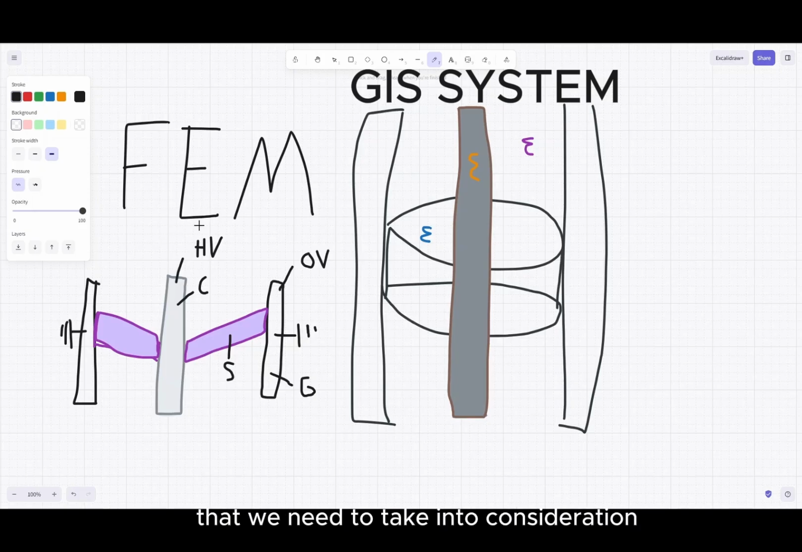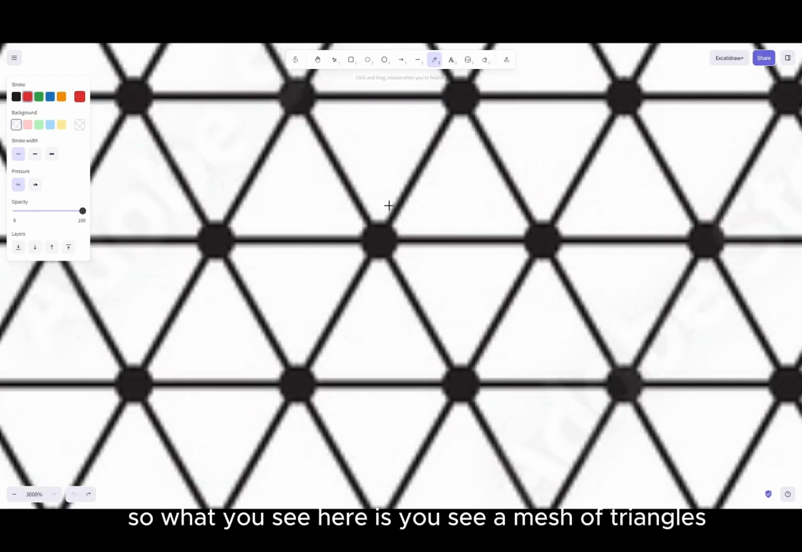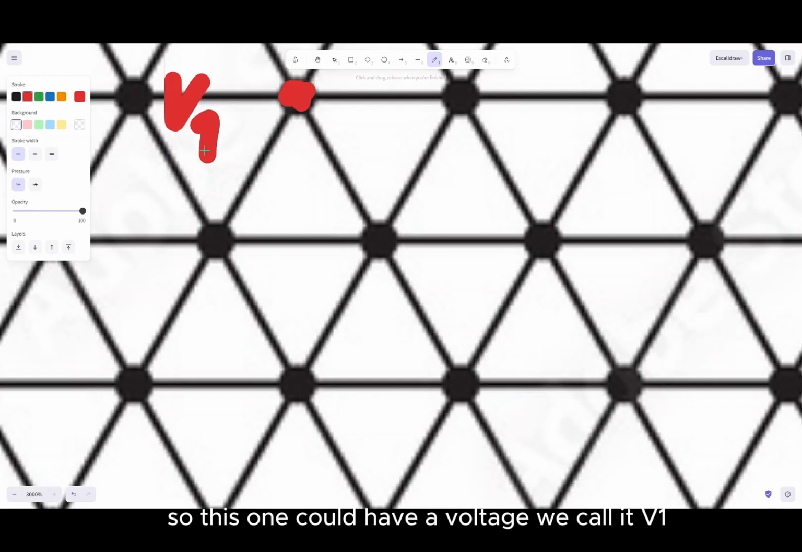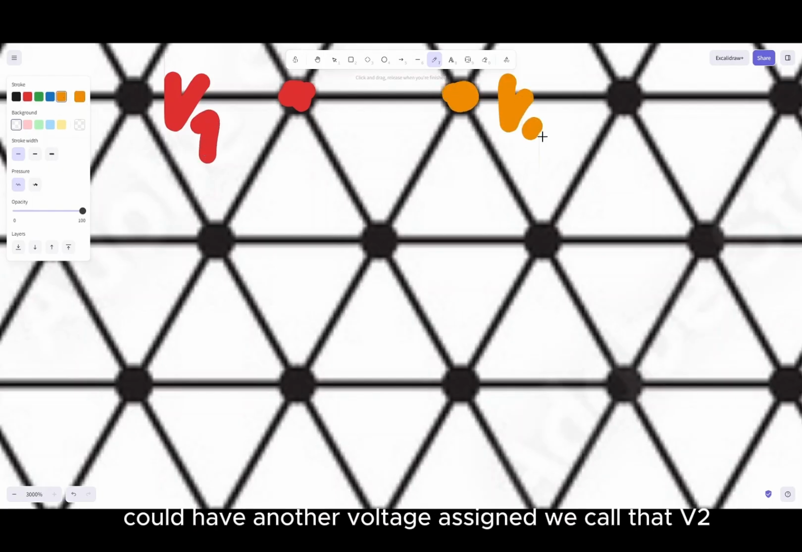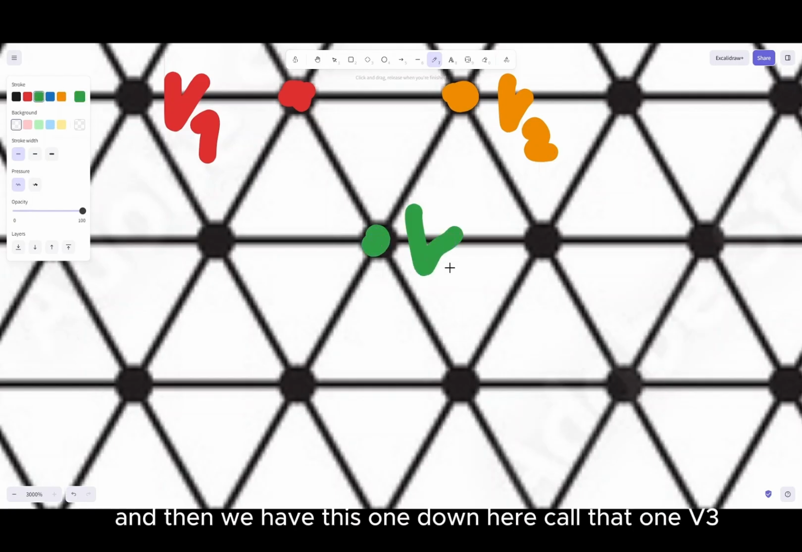There are two assumptions that we need to take into consideration. What you see here is a mesh of triangles. And what the finite element method does is that for any geometry, it divides the geometry into a mesh of triangles. The first assumption is that you see these black nodes here. Each of these black nodes has a voltage assigned. So this one could have a voltage, we call it V1. This one could have another voltage assigned, we call that V2. And then we have this one down here, call that one V3.